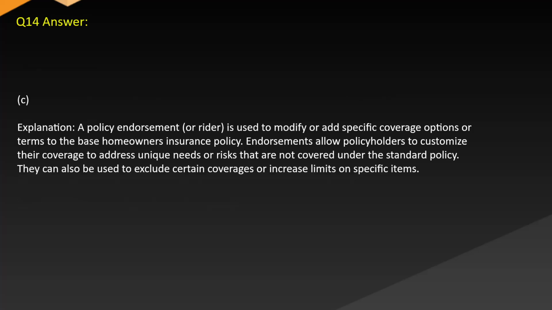Answer. C. Explanation. A policy endorsement or rider is used to modify or add specific coverage options or terms to the base homeowner's insurance policy. Endorsements allow policyholders to customize their coverage to address unique needs or risks that are not covered under the standard policy. They can also be used to exclude certain coverages or increase limits on specific items.